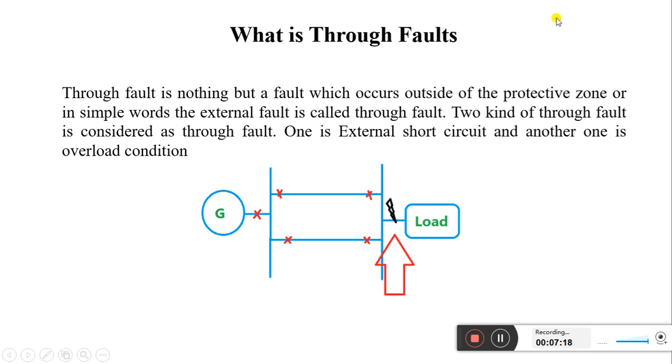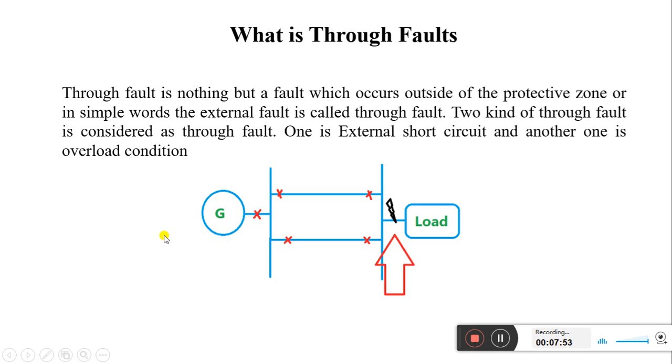So if a fault happens to be here, as shown with this arrow, in that situation, corresponding to generator protection, this fault is called a through fault, because this is outside or beyond the protection zone limit, and the protection zone limits are defined here by these lines toward the generator side. So this is an example of the diagram showing what a through fault is. If the fault is here, then we call it a through fault.